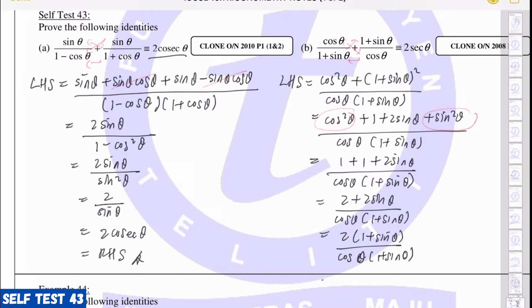We can cancel these two, right? So once you cancel, you're left with 2 over cos. And what is 2 over cos? 2 secant theta, which is your right hand side. Alright, can you see? Alright.